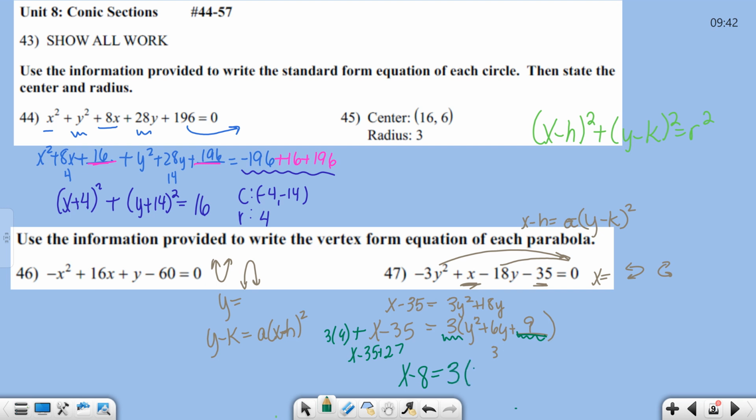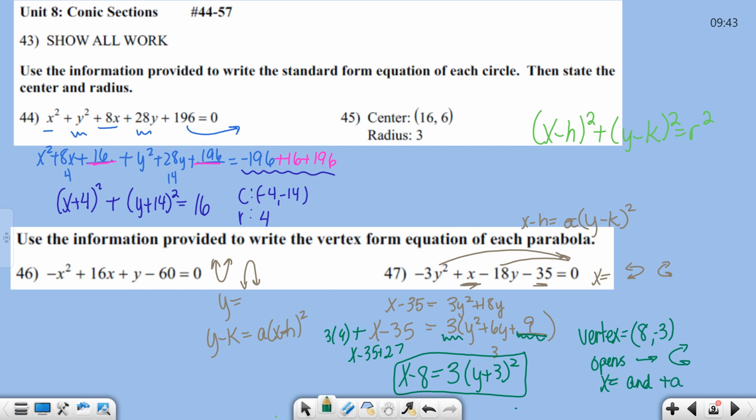Y squared plus 6y plus 9 factors to be y plus 3 quantity squared. That's the equation, and you can get your vertex from the opposite of the h value and opposite of the k value to give us 8, negative 3. We know that this one is opening to the right because it's an x equals, and it's a positive leading coefficient, that positive A value.